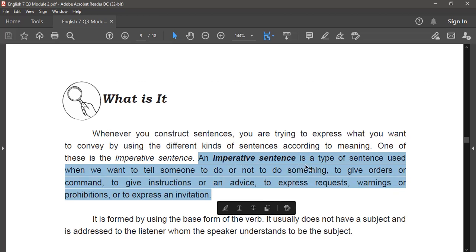An imperative sentence is a type of sentence used when we want to tell someone to do or not to do something. So we also use imperative sentences to give orders or commands, mag-uutos. Or sometimes we use imperative sentences to give instructions or advice, to express requests, warnings, or prohibitions, or to express an invitation. So those are the functions of the imperative sentence.